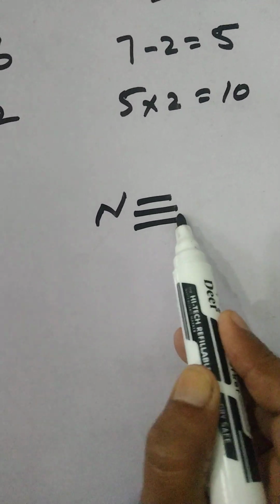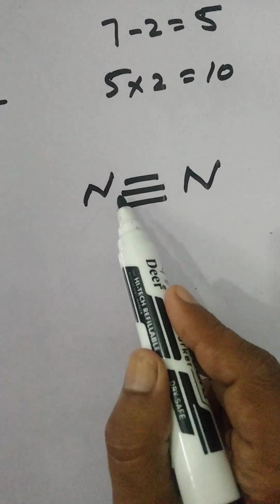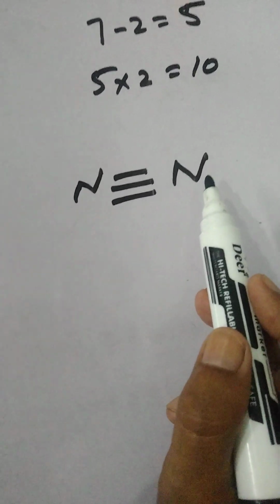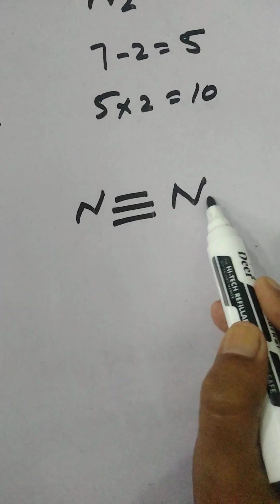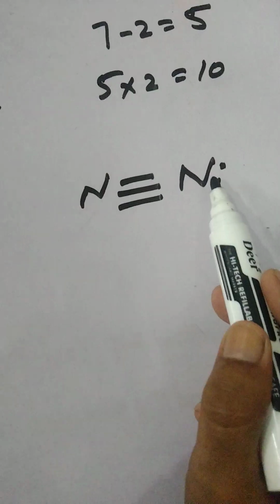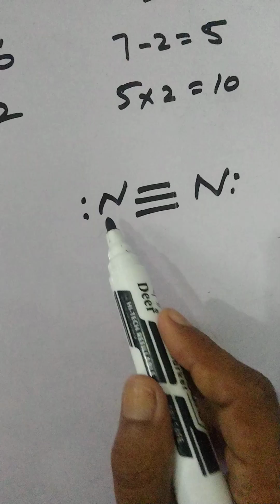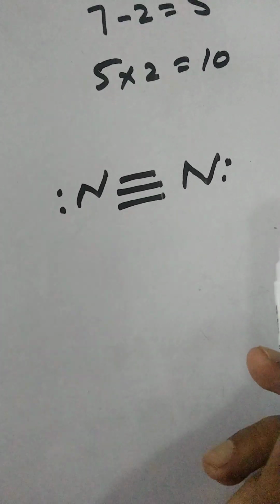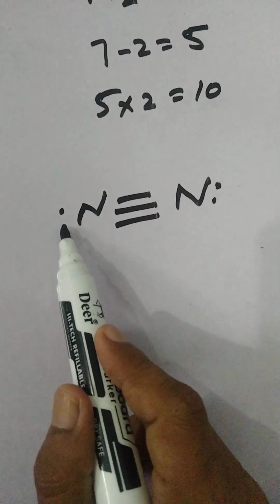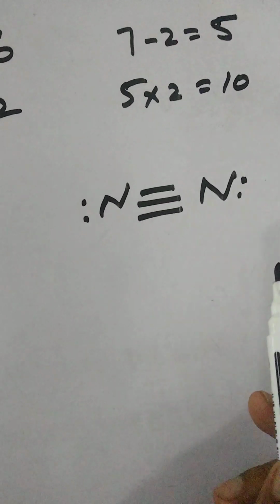1 2 3. Nitrogen, every line represents 2 electrons. It means 1 2 3 4 5 6, 6 electrons are shared between the 2 nitrogens. Now 1 and 2, 6 7 and 8. This nitrogen has completed its octet. So also this one, 6 7 and 8. Now both nitrogens have completed their octet. Now we will see 6 7 8 9 10. It means 10 electrons are fixed in the structure.